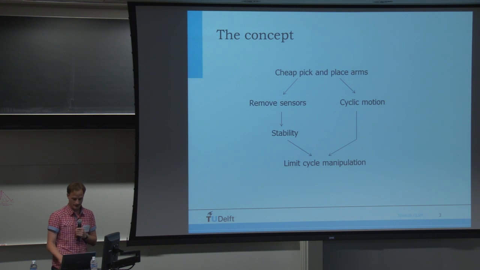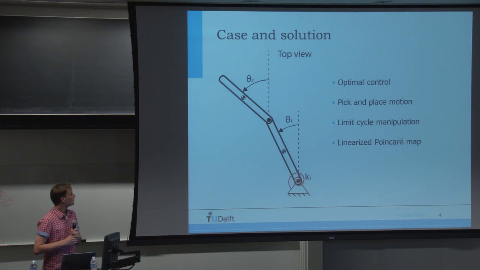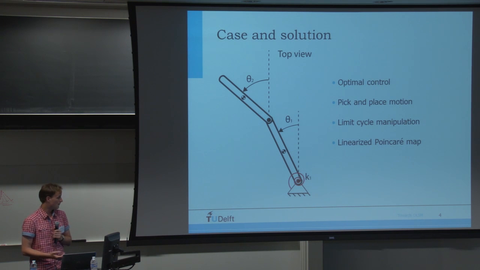Now, that concept might be clear, but it's still a little bit abstract. So this is the concrete example. You see here a 2 degree of freedom robot arm from a top view, so it's moving in a plane without any gravity. What is not shown on this picture is that both joints have a motor, and in both joints there's damping.